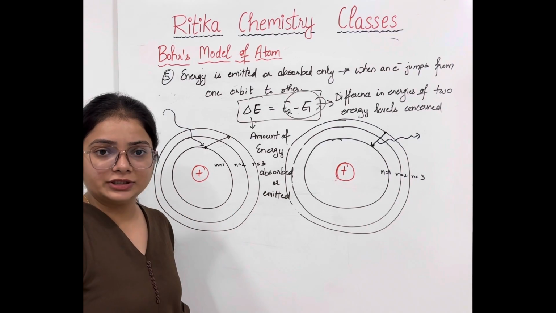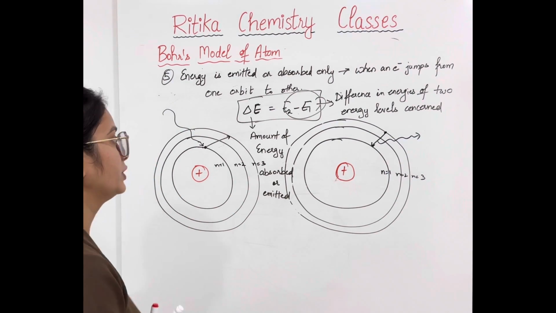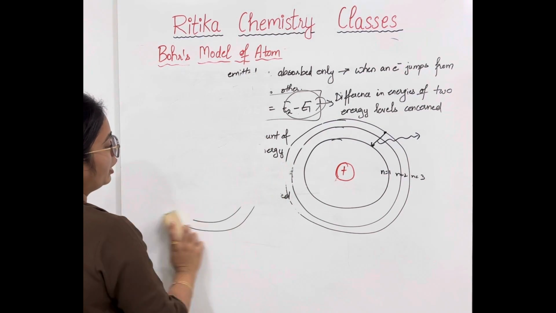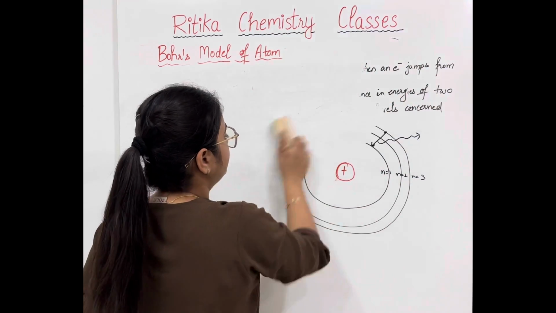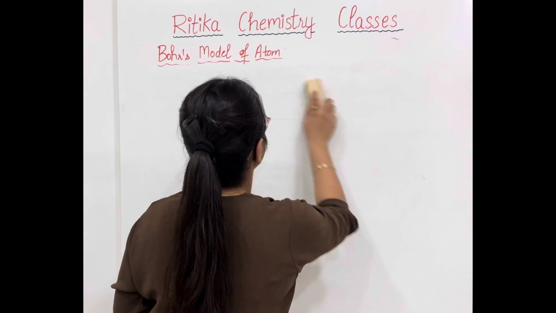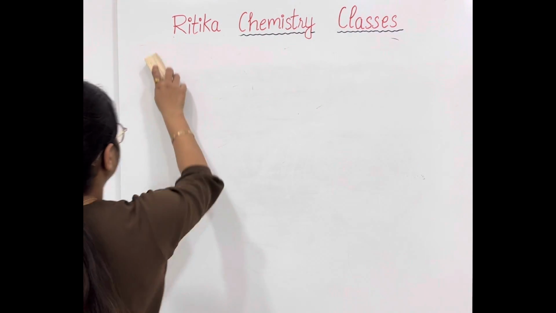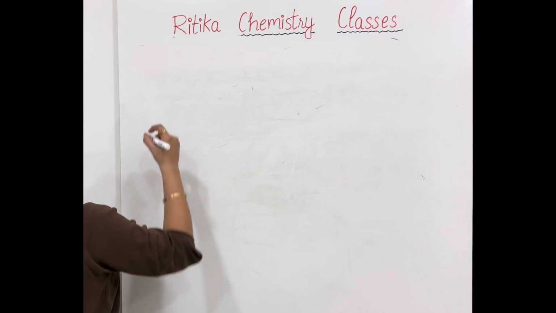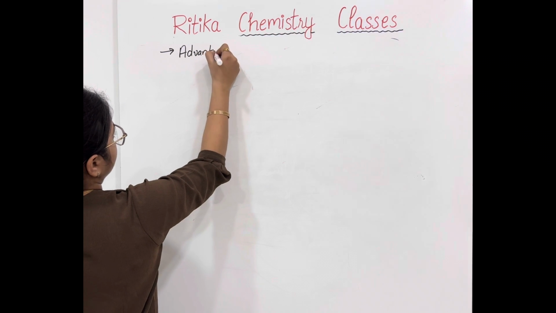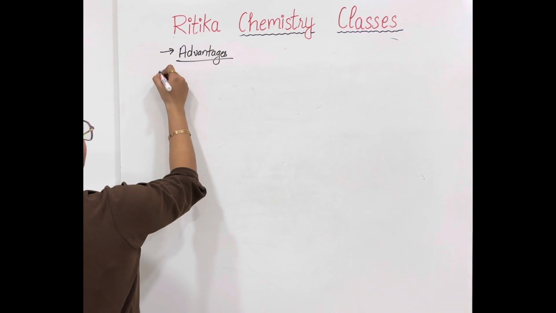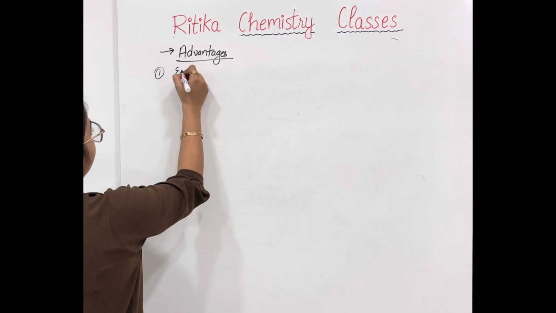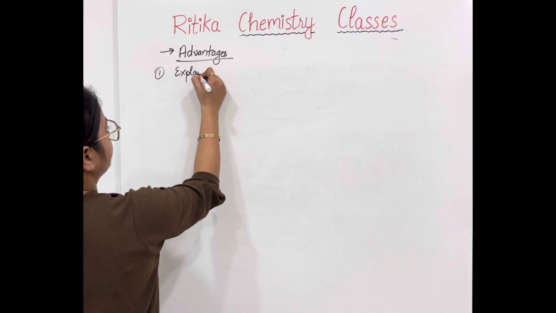So these are the postulates of Bohr's model of atom. Now let us see what are the advantages of this model of atom, or how this model of atom explains the stability of atom or line spectra of atom. Write down advantages. So the first advantage of Bohr model of atom is it is helpful in explaining the stability of atom.